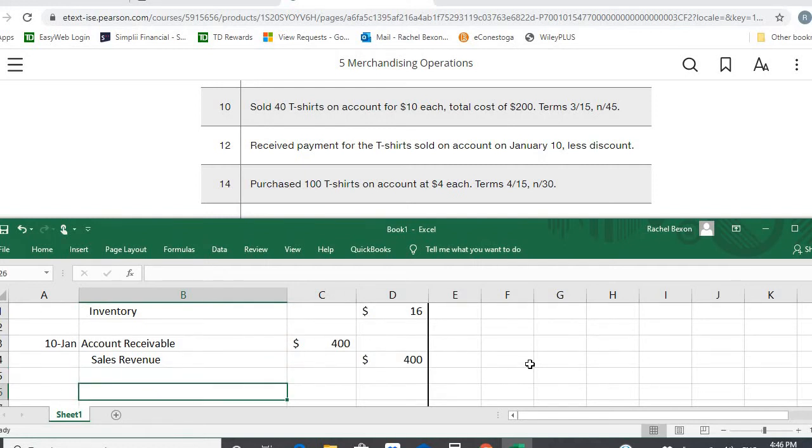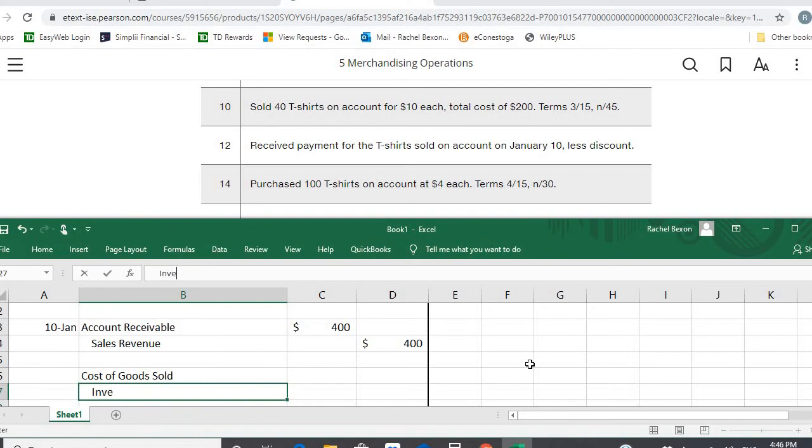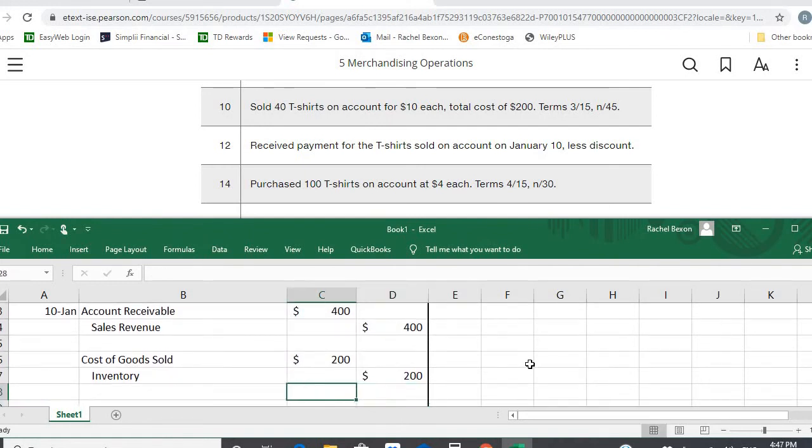Now we're not finished. Because we have a perpetual inventory system, we also have to record the cost of goods sold, which is an expense account, which must be debited, and a credit to inventory, showing that those t-shirts have now left our inventory. The total value of the goods is $200, as given in the question.